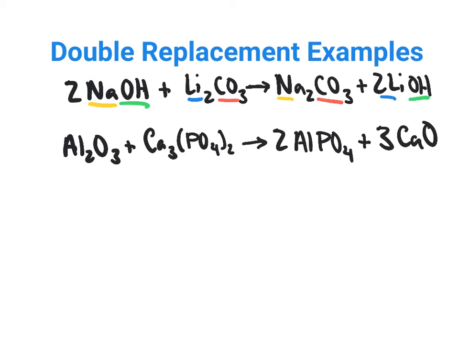Same thing with the second reaction, although it's a little bit more complicated. One of the really important things that you need to know when you write the products of double replacement reactions is you need to remember how to write the formulas for ionic compounds, because all of these subscripts that appear are all determined by the charges on the ionic compounds.